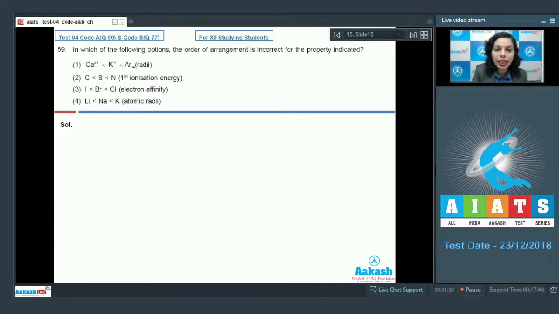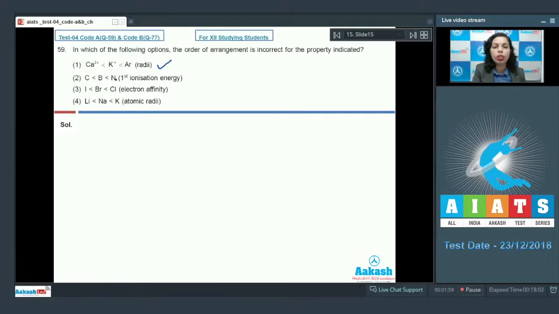Further, argon is there, the noble element, as well as in this case, van der Waals radius we consider. So the size of this argon is maximum in these 3. So this is the order which is correctly given. Further, carbon, boron and nitrogen, 3 atoms are given, and we have to check the order of first ionization energy.